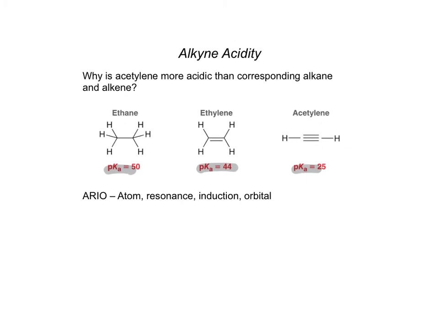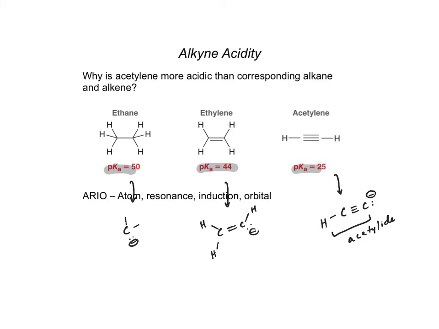Remember, how did we determine the relative acidity of things? We always looked at the stability of the conjugate base. The conjugate base of acetylene is something called the acetylide ion, and we're going to see this again. So I want to define this as acetylide. The conjugate base of ethylene, I don't actually know the name, doesn't matter. But again, we have the negative charge here. And then the conjugate base of ethane, we would have the negative charge on this carbon.